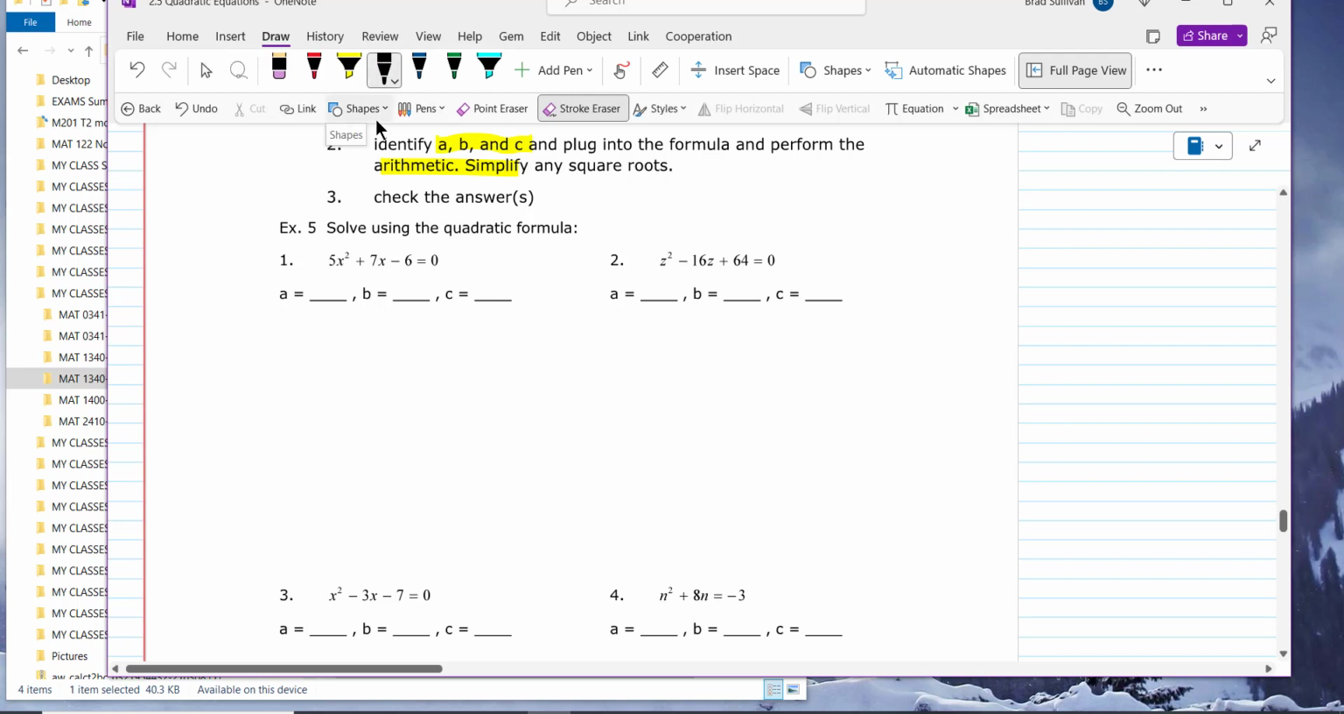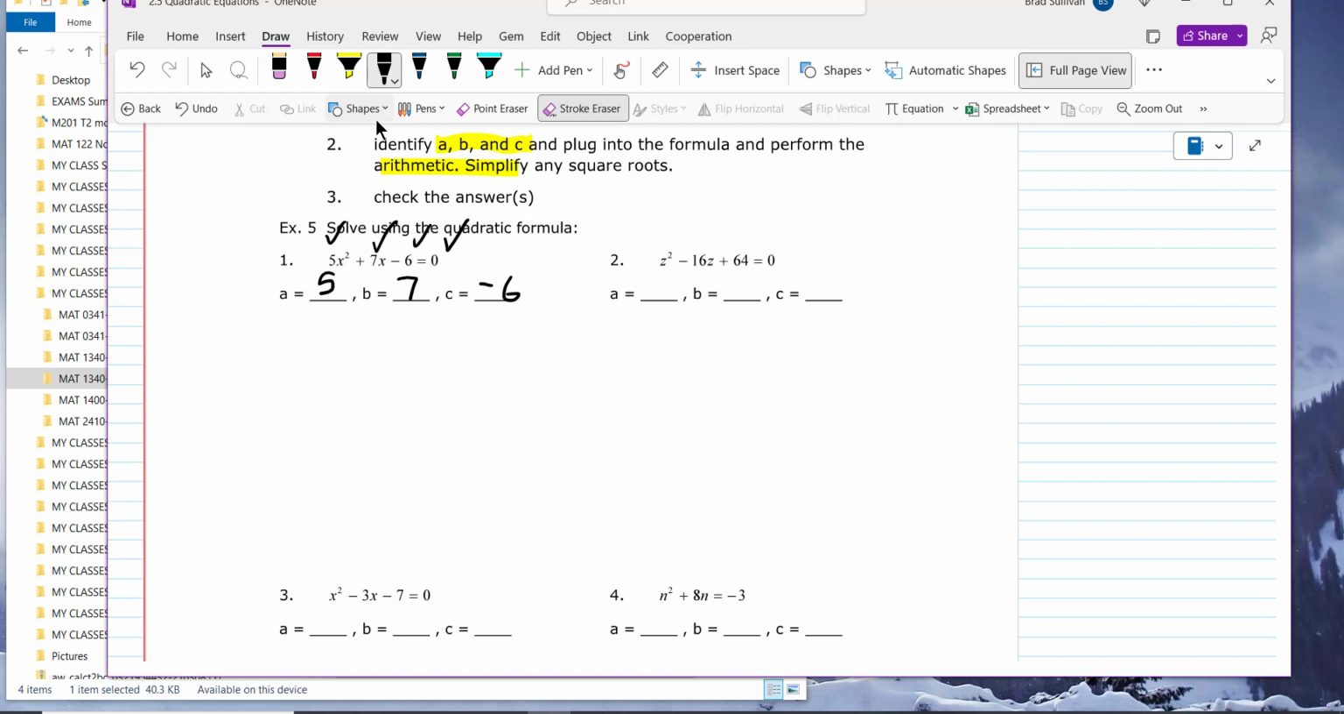So on example 5, this first one side is equal to 0. Always make sure that that's true. If it isn't, you got to make it happen. Okay? So what is A in this problem? A is the number in front of x squared, so that's 5. You want to just kind of write this down as we go through this. B is the number in front of x, so that's 7. And then C is -6. So you identify those numbers. It turns out those are the things that make the difference.